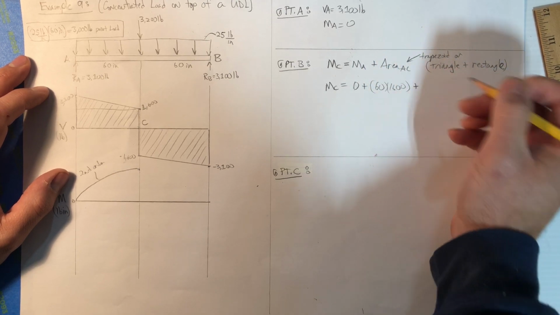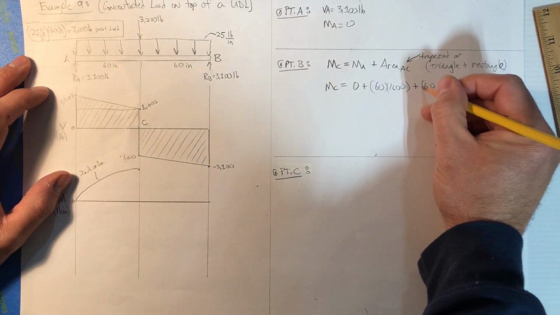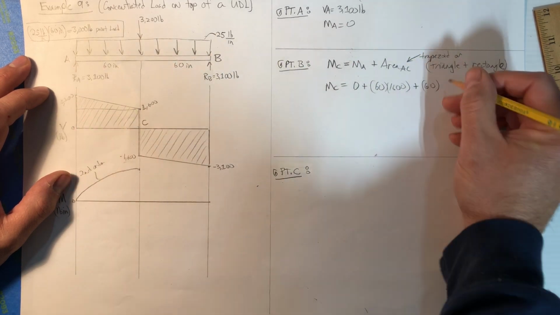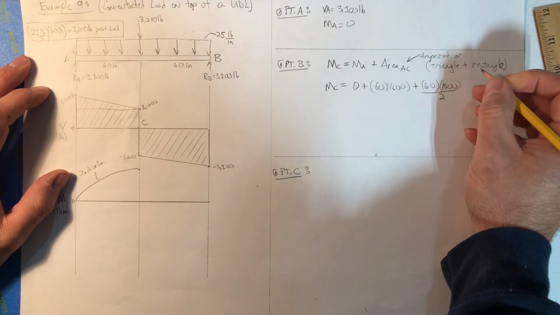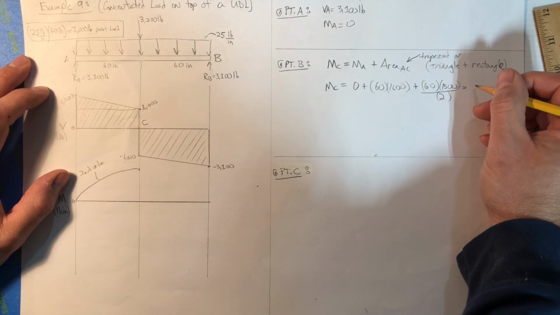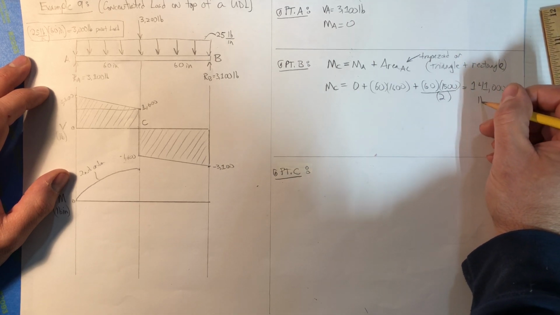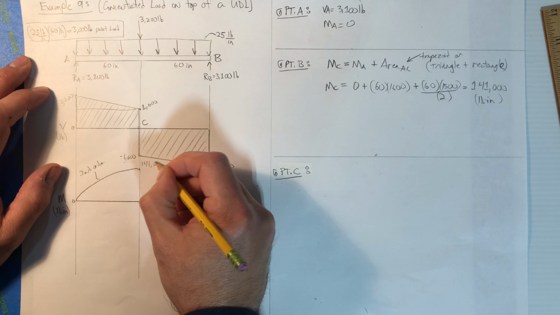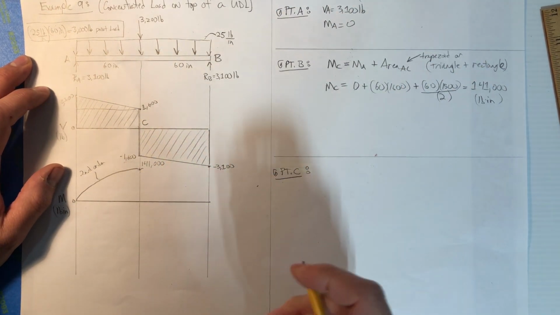Now the triangle is what? Base times height over 2. The base is 60. The height, the difference from 1600 to there, is what? 1500. Divided by 2, we get a value of 141,000 pound-inches. Okay, so we know this is going to be 141,123 right there.